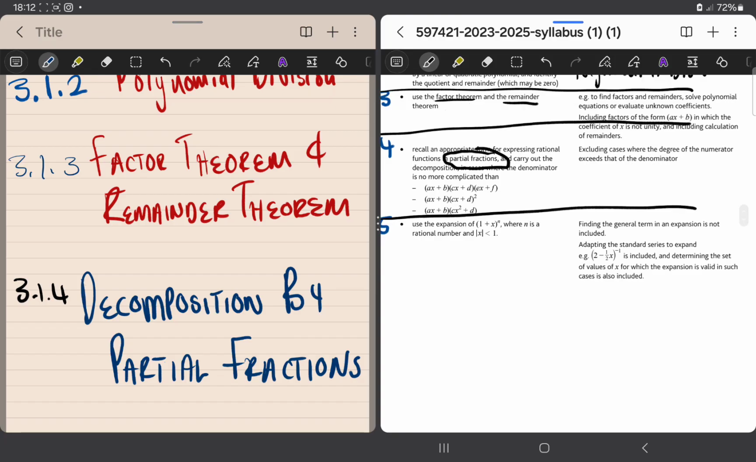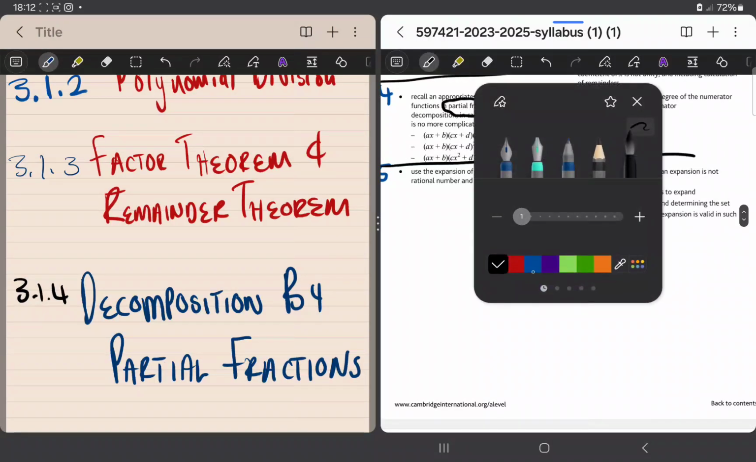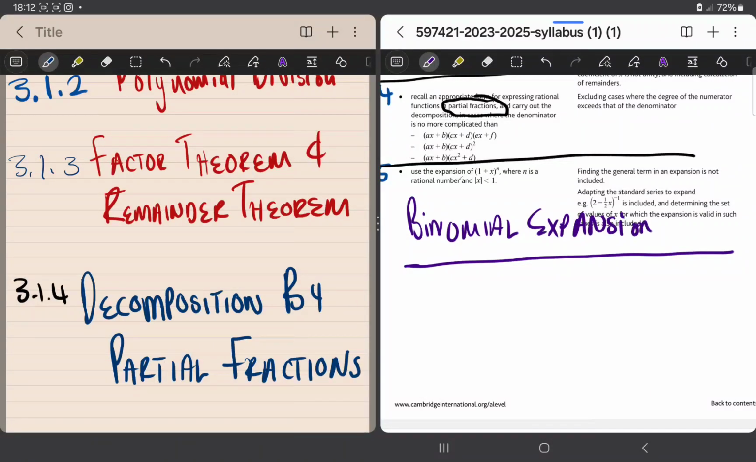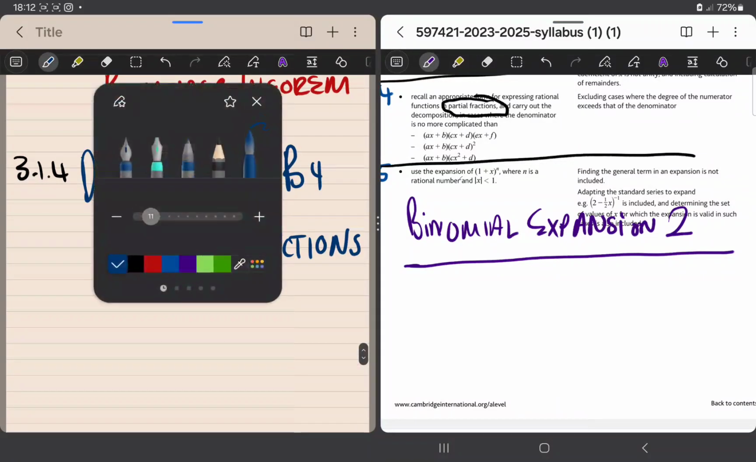And we would have done four things. And let's see what the fifth and final thing in this first topic is going to be about. They said use the expansion, blah, blah, blah. This is going to be binomial expansion. I'm already telling you now. This is going to be binomial expansion. But remember, there's going to be a binomial expansion in paper 1. So that means this one is going to be called binomial expansion 2.